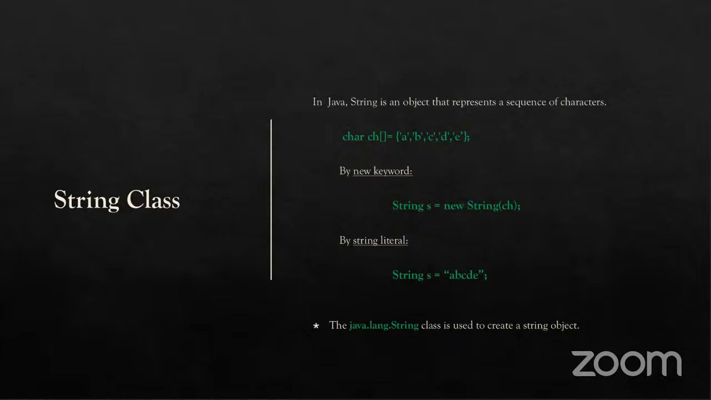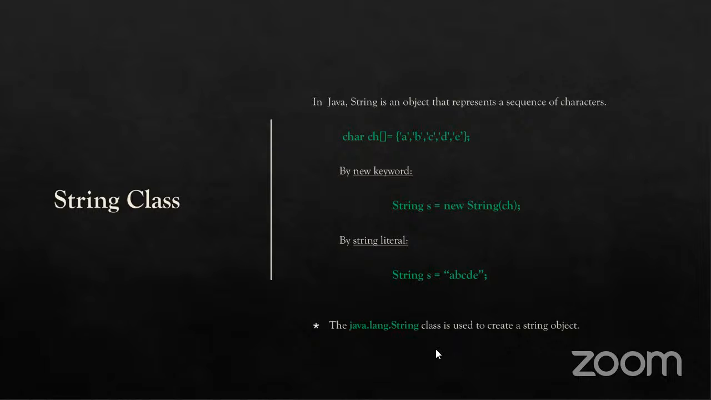When using a string literal, Java is only creating one object and two reference points. So that's the difference between the new keyword and using a string literal. We can say that using a string literal is more memory efficient than using the new keyword. String literal is more memory efficient.